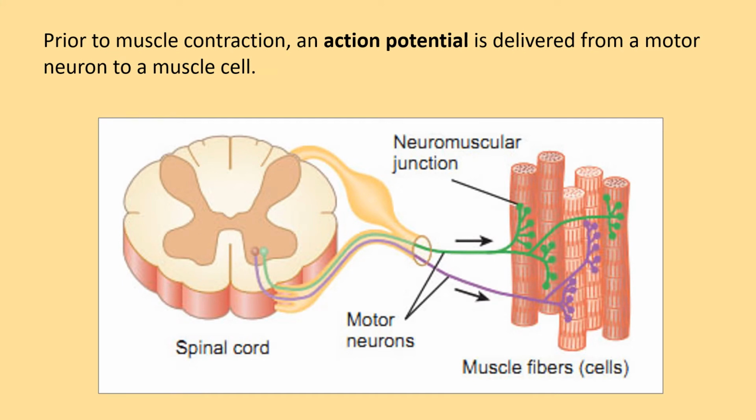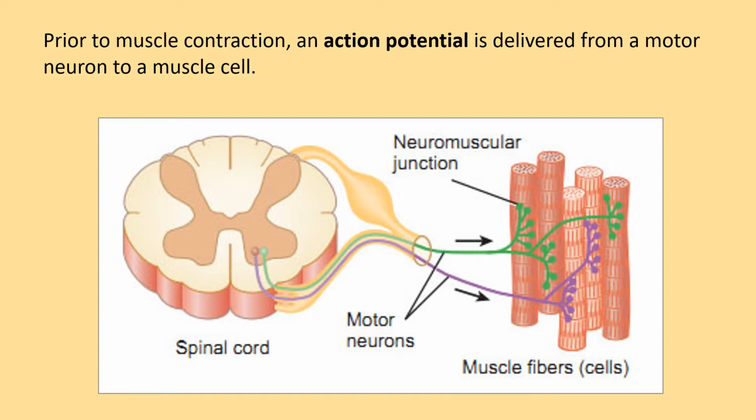So in this image, we can see a segment of the spinal cord. We can see some motor neurons that are leaving the spinal cord, and they come to innervate or communicate with individual muscle cells. So on the right side of that image, we see 1, 2, 3, 4, 5 individual muscle cells. Muscle cells are also known as muscle fibers. A fiber is a cell, a whole cell, with a plasma membrane and organelles and nuclei and all of that.